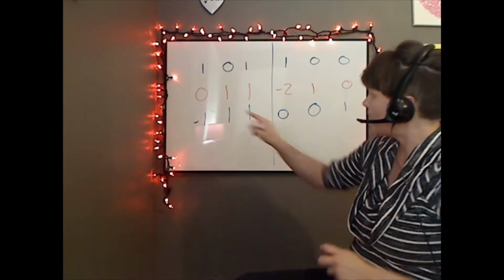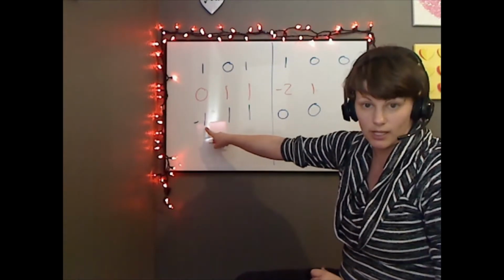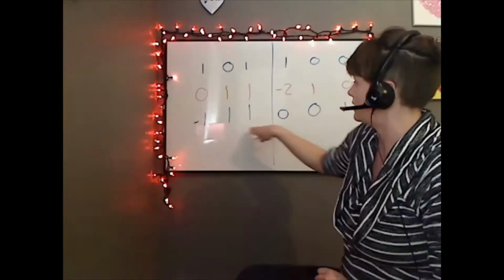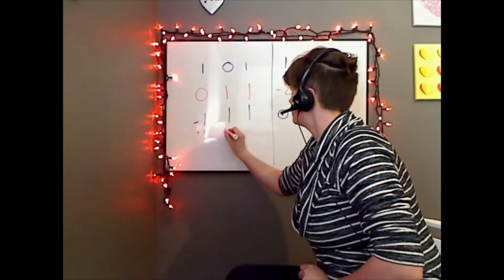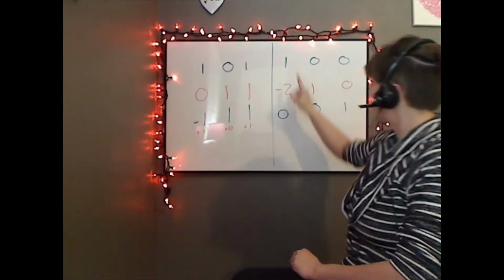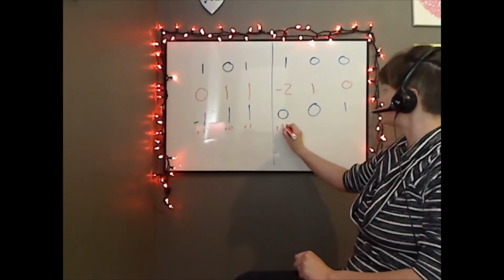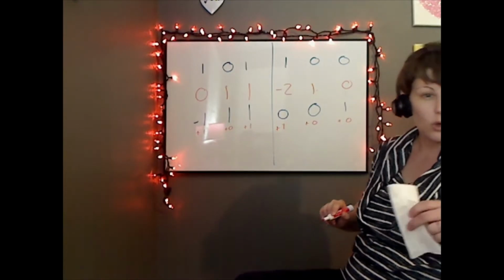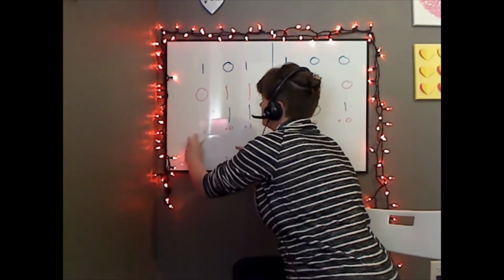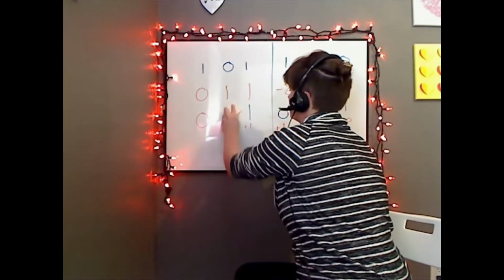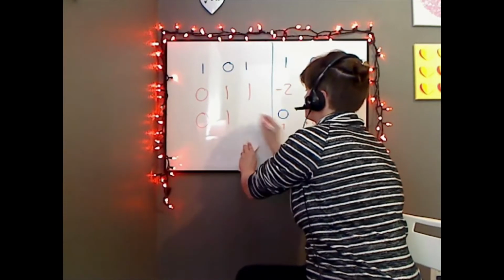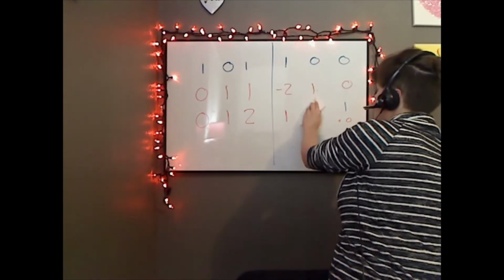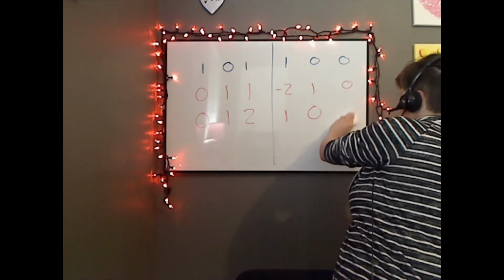So I have the 0 here. Now I want to get a 0 here. How can I get a 0 here? I could add these two rows together. So I'll just take this row and add it to this row. So plus 1, plus 0, plus 1. And then take this row, add it to this row. So plus 1, plus 0, plus 0. So negative 1 plus 1, 0. 1 plus 0 is 1. 1 plus 1 is 2. 0 plus 1 is 1. 0 plus 0 is 0. And 1 plus 0 is 1.